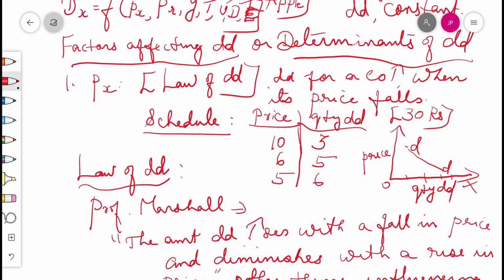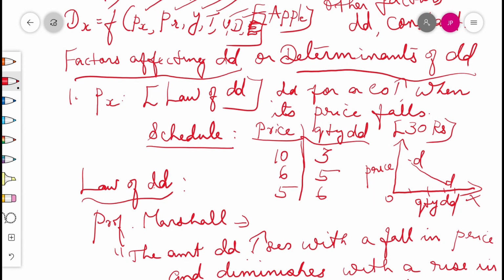Then Y stands for income of the consumer. When the income of the consumer increases, quantity demanded also changes. Tastes and preferences also affect the demand. Size and composition of the population in a family, in an economy, also affect demand. Distribution of income and expected change in the price level of the commodity also affect the demand. So, what is demand function and what are the factors influencing demand?